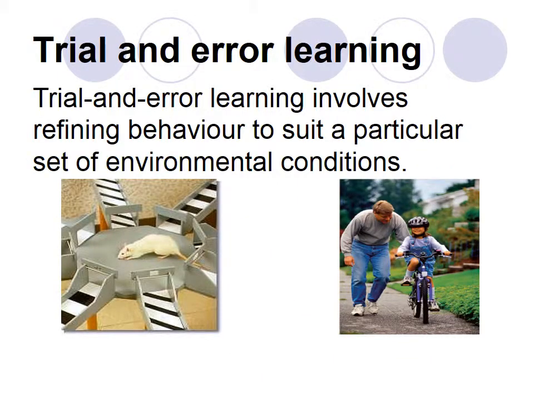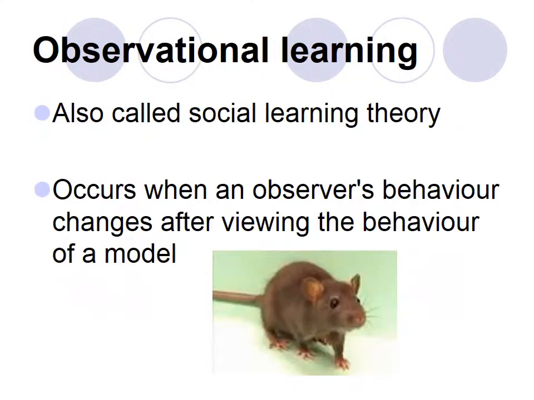Another type of learning that we have is trial and error, and this is the refining of a behavior to suit the environmental conditions. So, trying something, seeing if it works, and learning from your mistakes. That's how you would have learned to ride a bike, how you solve mazes, how you put together puzzles. All of that kind of stuff is trial and error learning. You have to experience something to know what's going to happen, what the outcome will be, so that you can improve on your ability to do that.